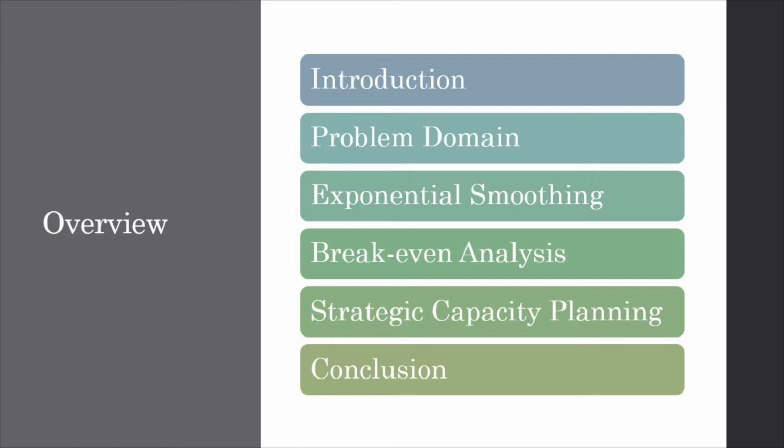This is our overview, where you can see that we will start with an introduction, followed by an explanation of our problem domain. Then we will elaborate on the three main elements of our Excel spreadsheet, which are exponential smoothing, our break-even analysis, and strategic capacity planning, followed by a conclusion.